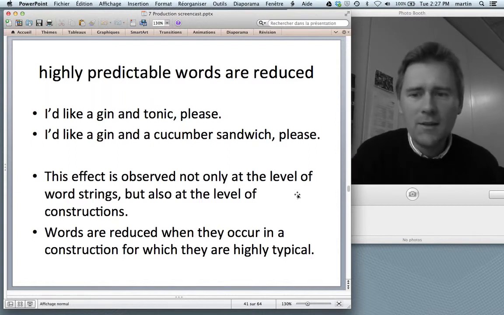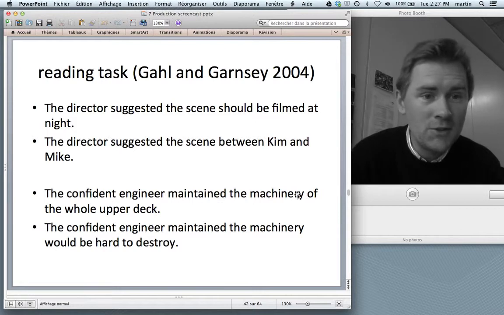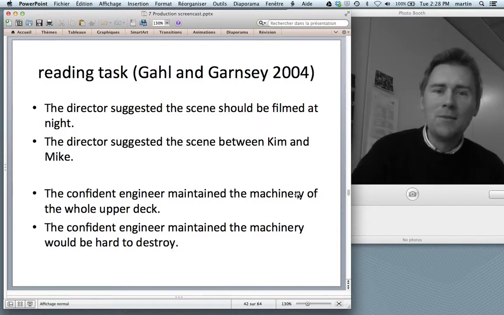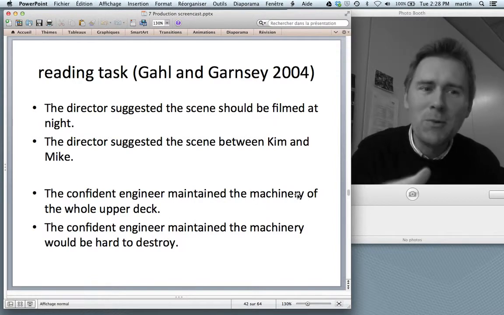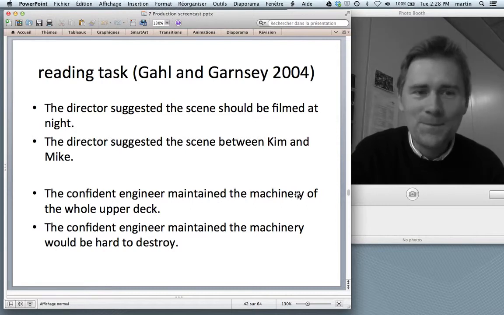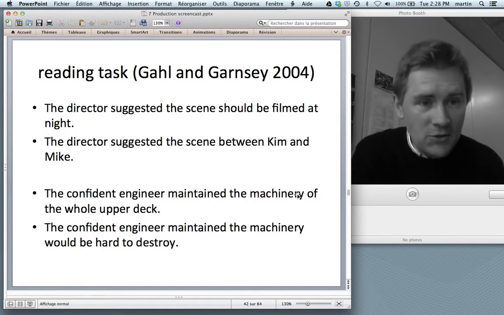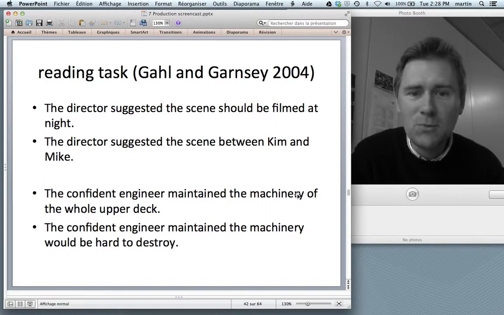This effect is observed not only at the level of word strings, but also at the level of construction. So words are reduced when they occur in a construction for which they are highly typical. Let me tell you about a study that Susanne Gahl and Susan Garnsey did. It appeared in Language in 2004, where they looked at, again, complement-taking verbs like suggest and maintain. They gave people sentences to read, and the cover story was, we need these sentences for a psychology experiment. Little did people know that they were actually in the psychology experiment, but well, they were told afterwards, so no worries. Now imagine yourself reading these sentences. The director suggested the scene should be filmed at night, and the director suggested the scene between Kim and Mike.